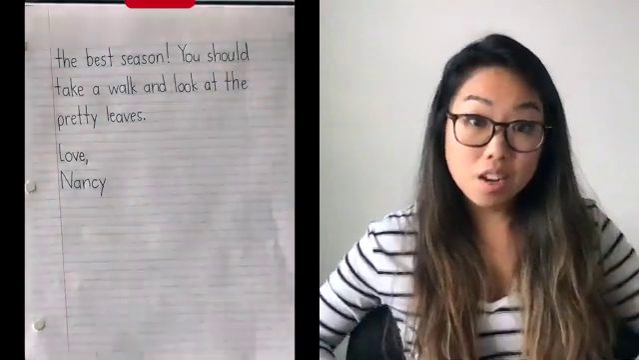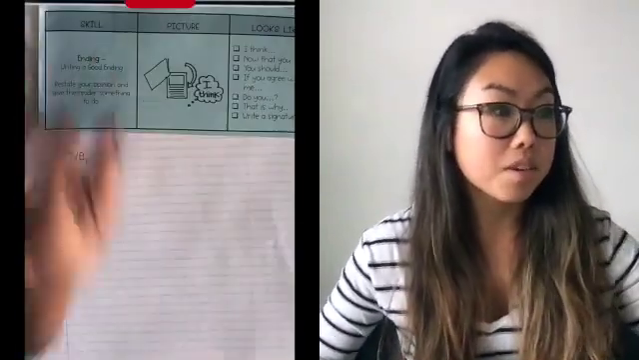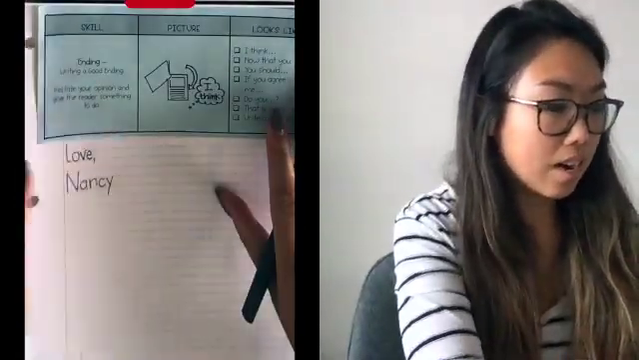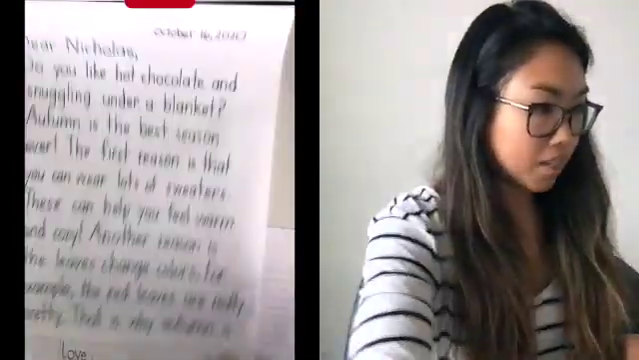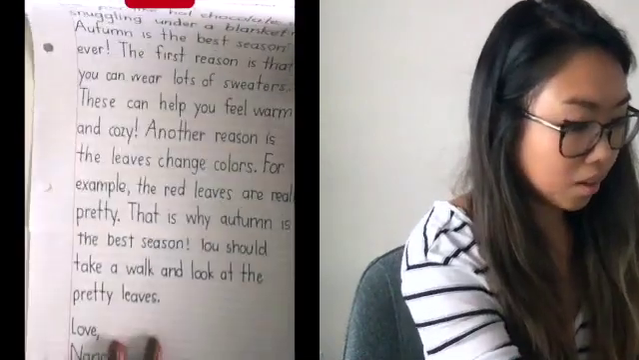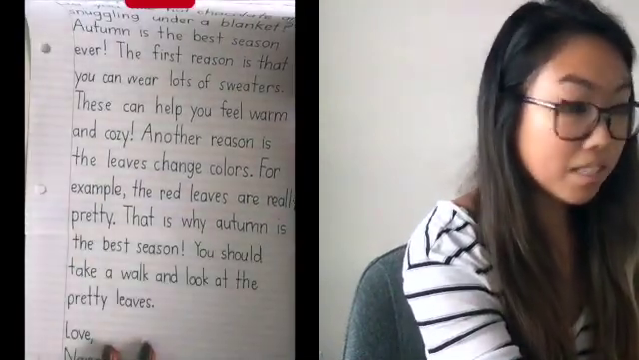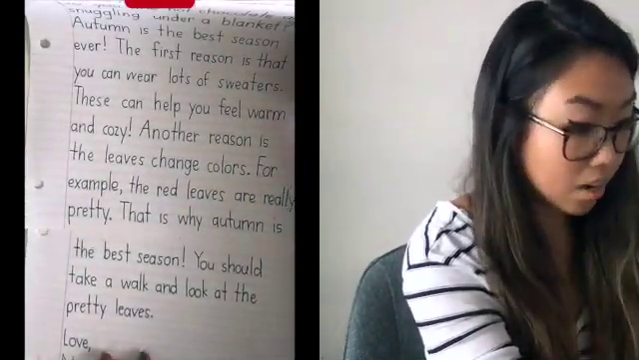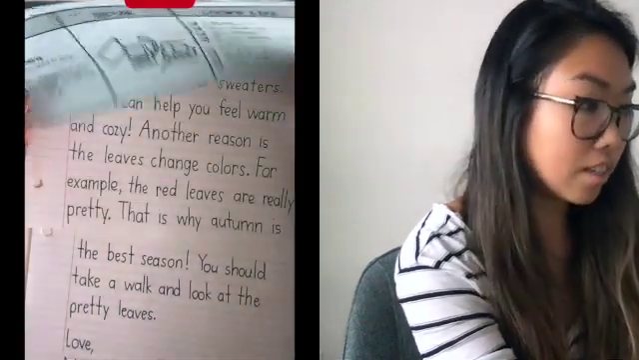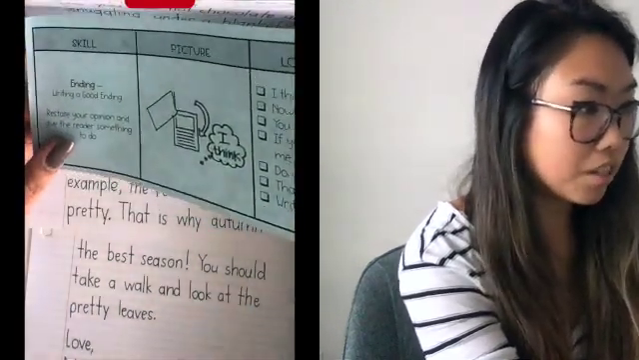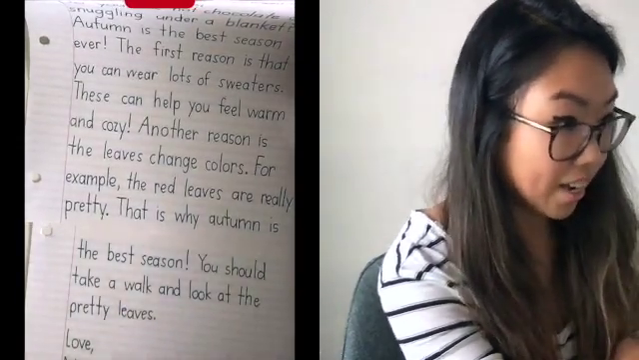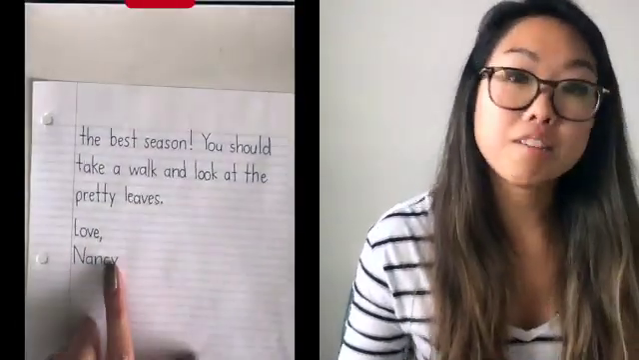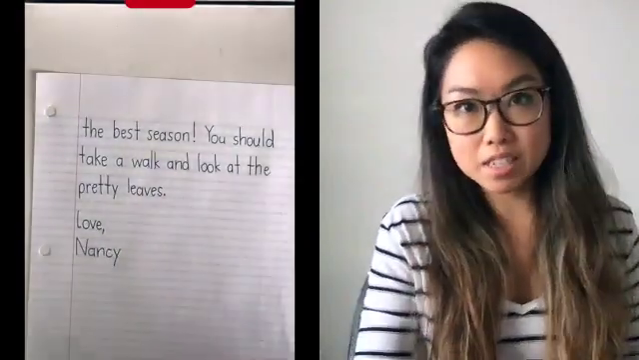Now I am going to check my checklist. Did I write a good ending? Did I restate my opinion? Yes, because I wrote, that is why autumn is the best season. The checklist also says give the reader something to do. I did that, so I said you should take a walk and look at the pretty leaves. And I have the last part of my letter, which is my signature.